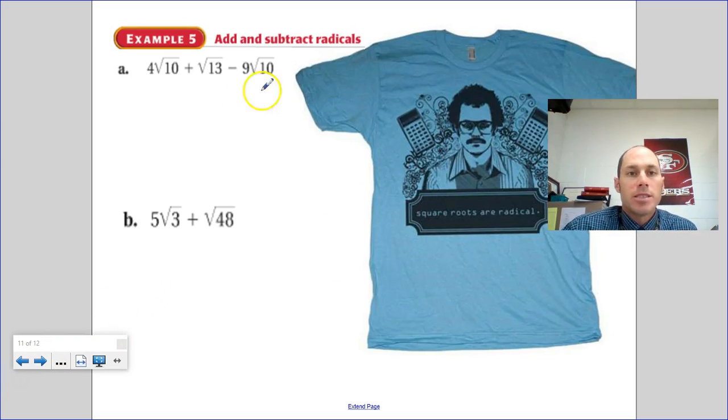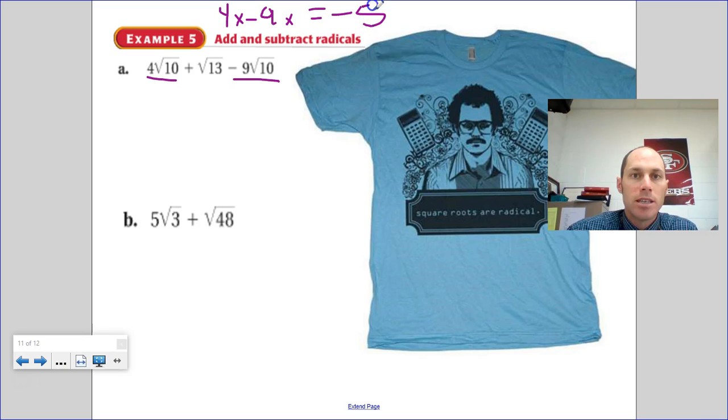And the last thing we need to talk about is adding and subtracting radicals. Just like when you add or subtract anything in algebra, you need to add or subtract like terms. So, like radicals. So this is 4 times square root of 10. This is negative 9 times square root of 10. Similarly, if we had 4x minus 9x, we can combine those because those are like terms, and that would give us negative 5x. In the same way, 4 square roots of 10 minus 9 square roots of 10 is negative 5 square roots of 10.